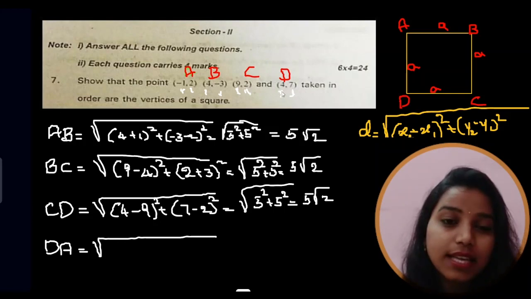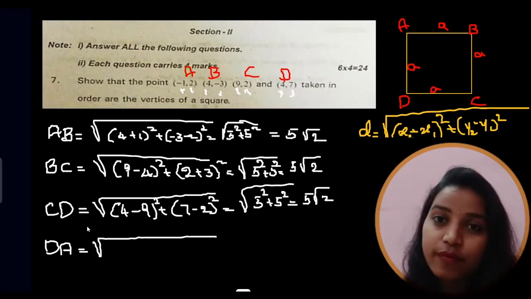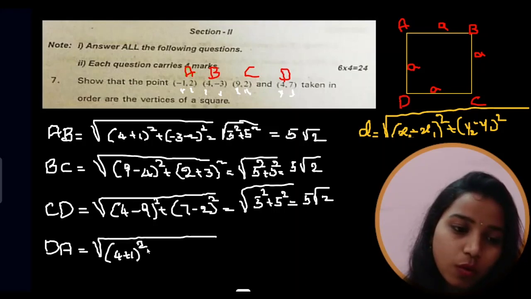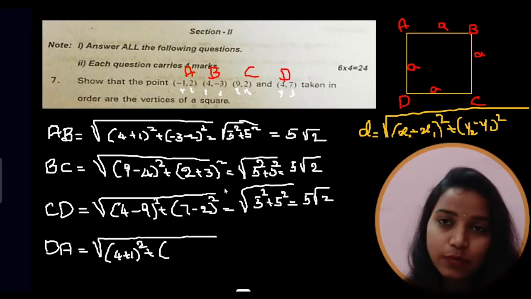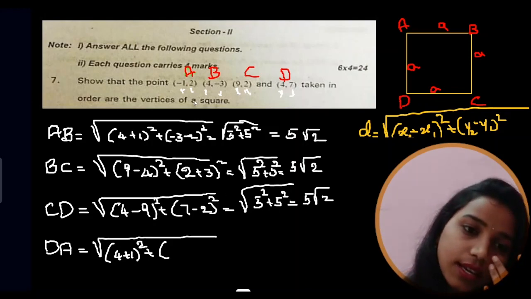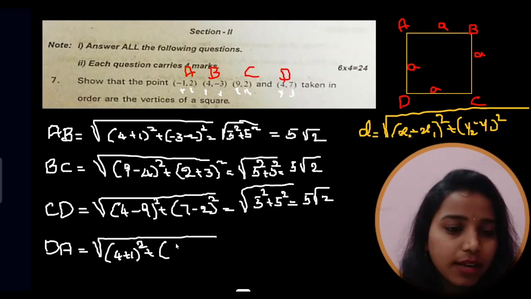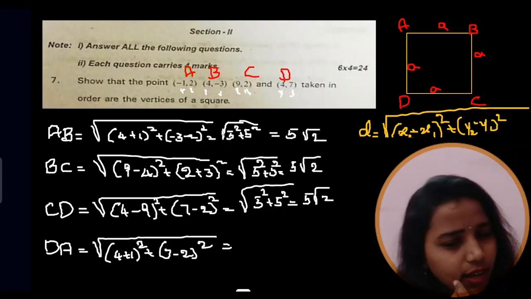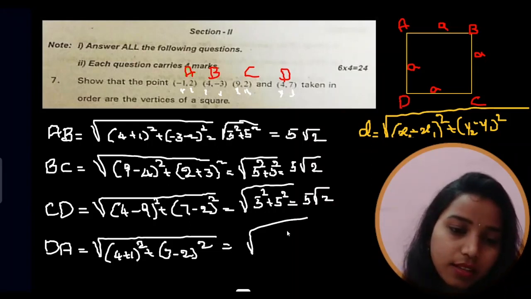Now x2 minus x1, that means 4 minus of minus 1, that is 4 plus 1 whole square, and y2 minus y1, right? What is y2? 7. 7 minus 2 whole square. Oh, wait a second, it is CD, right? Yeah, correct. Now again it is 5 square plus 5 square, then that is 5 root 2.